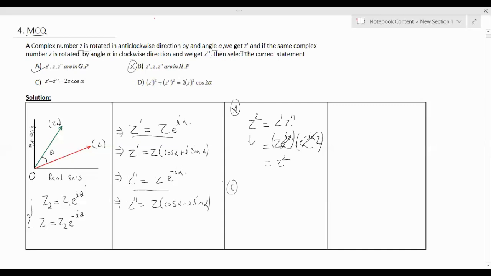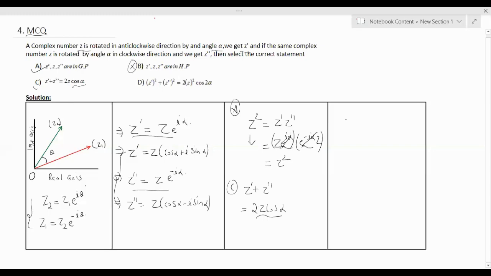Now let's see, he's telling us to add the complex numbers Z dash plus Z double dash. You will remember why I wrote Z dash and Z double dash in polar form, because he wants it in terms of cos alpha. So if you add these two, Z dash plus Z double dash, the I sin alpha and minus I sin alpha cancel, and you will have 2 times Z cos alpha. So you can check option C is correct.